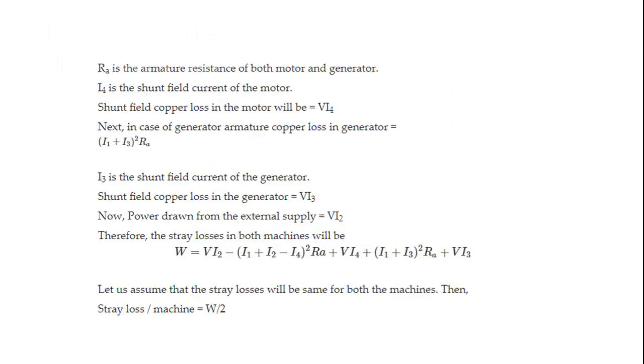The armature resistance of both motor and generator is considered. The power drawn from the external supply is used to compute the stray losses, which are assumed equal for both machines.